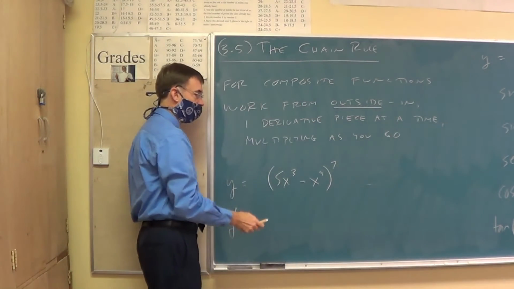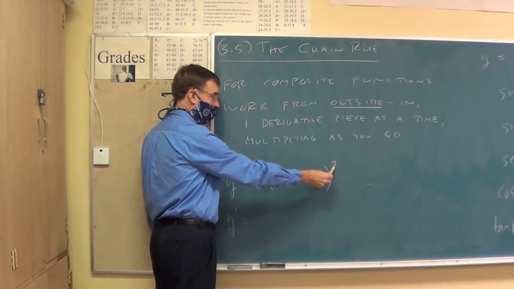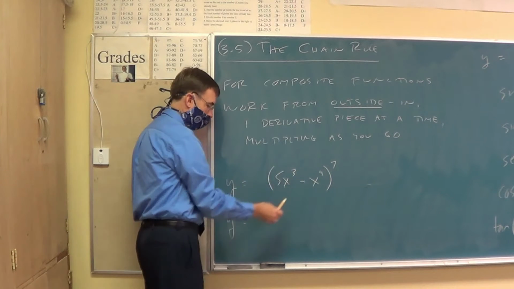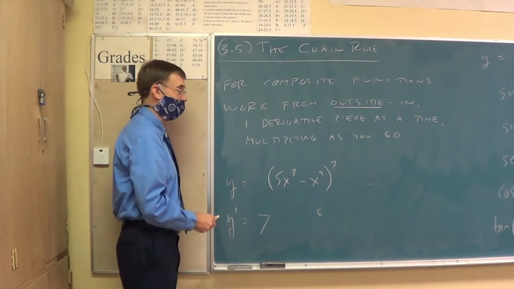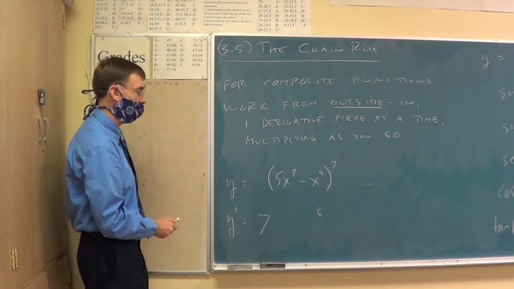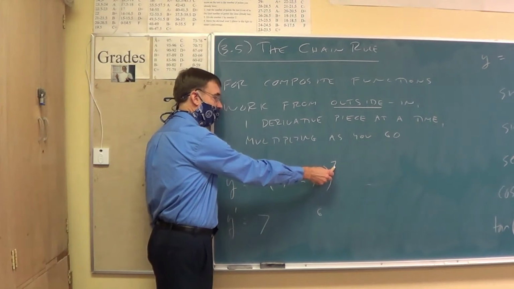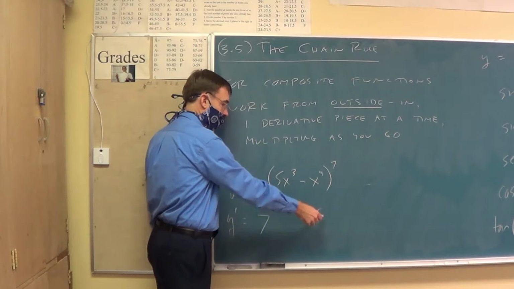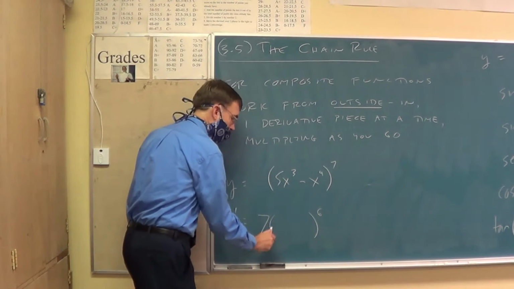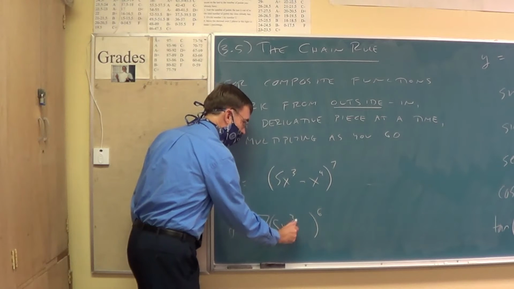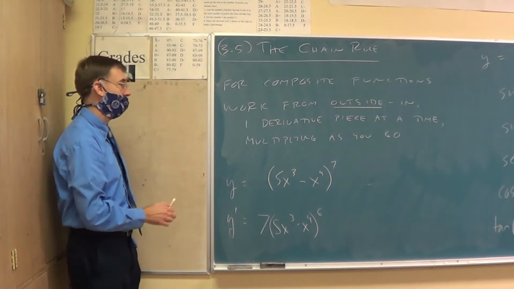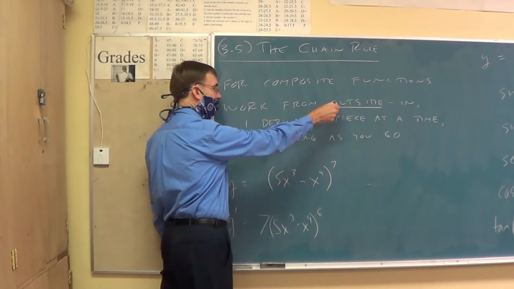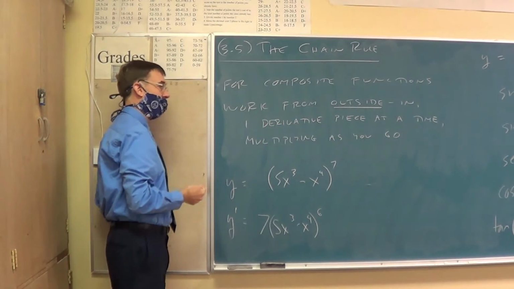Okay? The outermost item that catches our eye here is the 7th. So if you have to do the derivative of stuff to the 7th, it would be 7 stuff to the 6th. That's our one little derivative piece we're going to do right now. The derivative of 7th power things is 7 stuff to the 6th. As you do that, don't change the stuff. Just copy this. We're not done. We're halfway. Okay? We started on the outside. We did one piece. There's another piece yet to come.